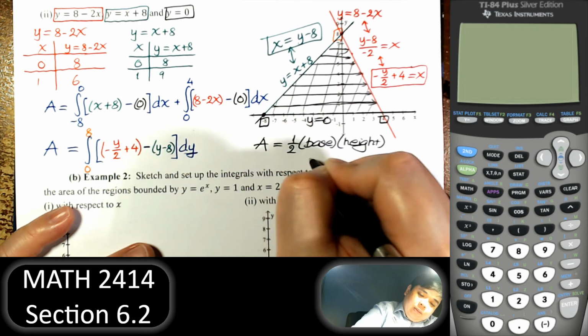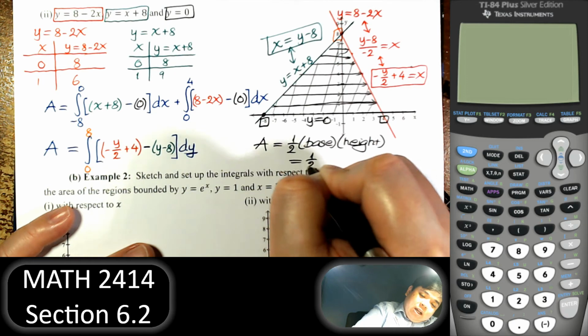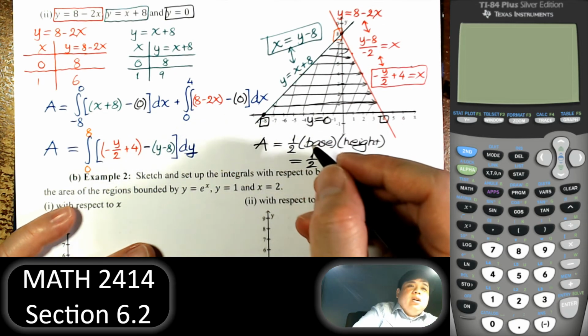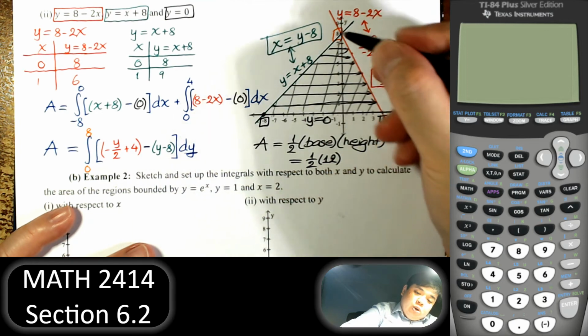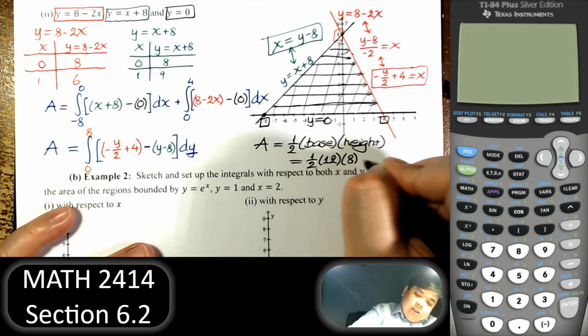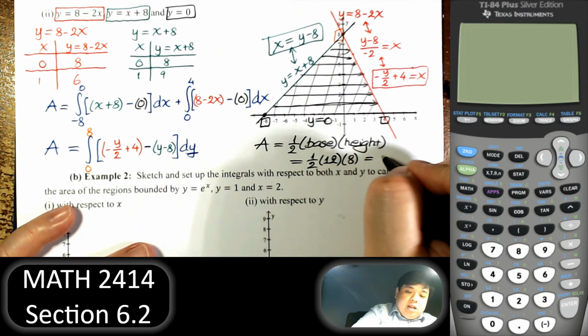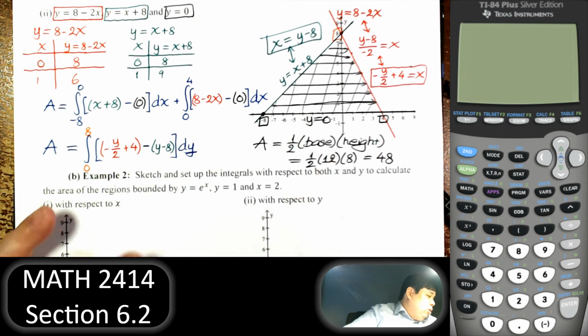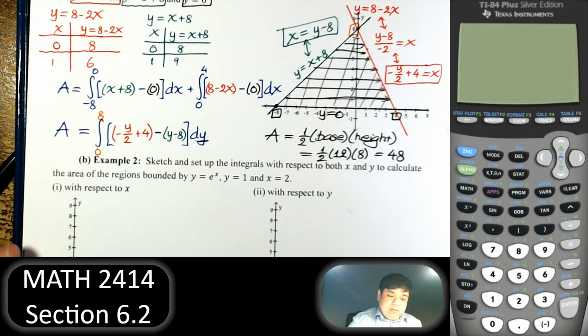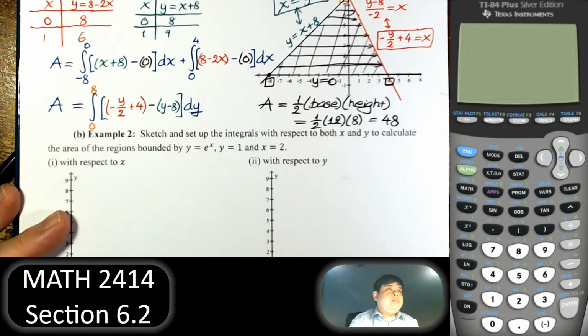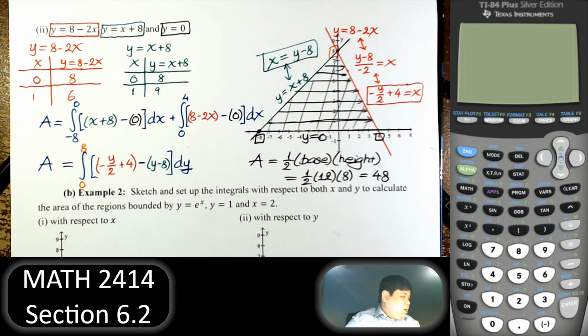So 1/2, the base from -8 to 4, that will be 12 units. The height from 0 to 8. So that's 6 times 8 is 48. Bottom line is we still just find the area. So if it is something just like a triangle, we don't even need to set up the integral for it. So that's what we have for this one.